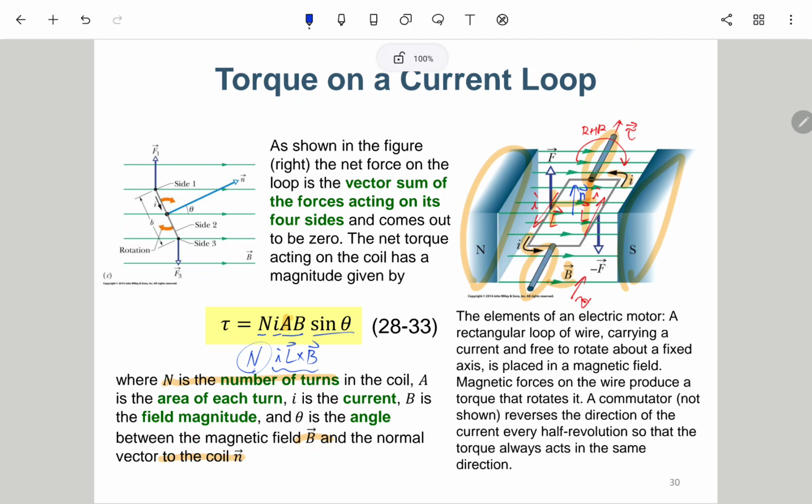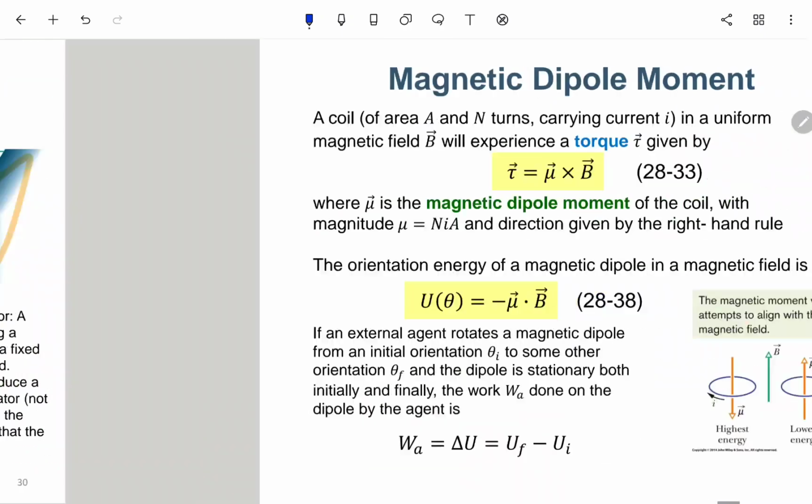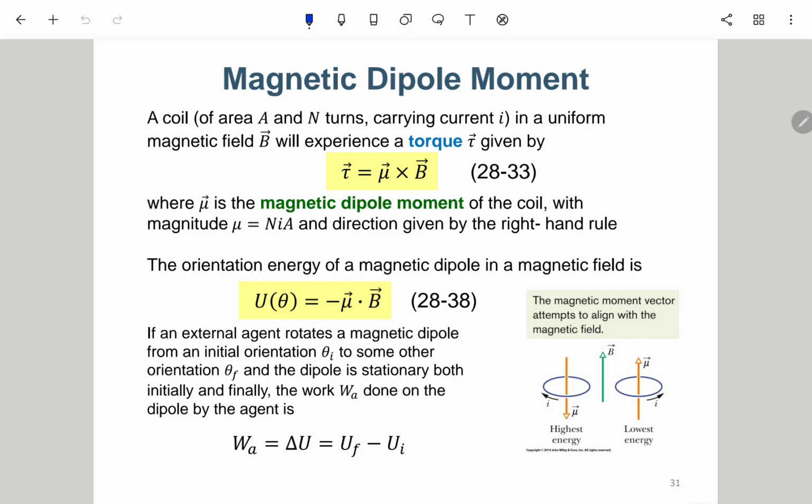Okay. So this is tau equals NIAB sine of theta, and here we try to define something called the magnetic dipole moment, similar to the electric dipole moment. Originally, the electric dipole moment is P equals Q times D, if you still remember.